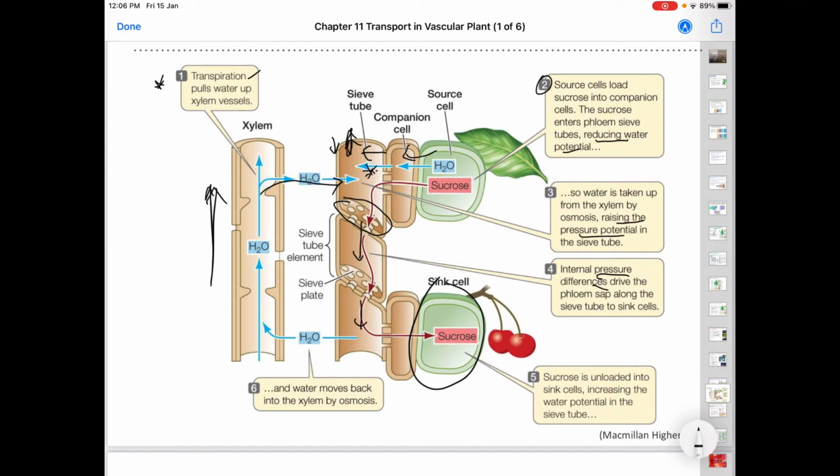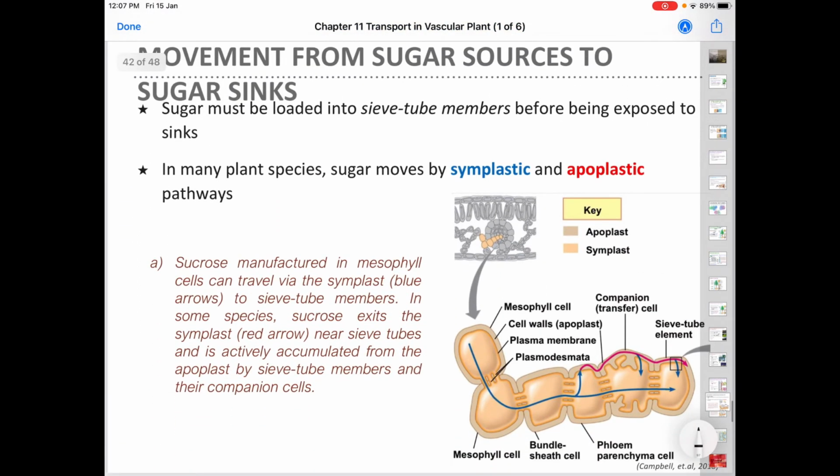So when the sucrose already goes to the sink cell or to the developing part, the water remains here, so the plant already has an excess of water because the sucrose already went to the sink cell, so the remaining water will be absorbed back into the xylem. So that is the process.